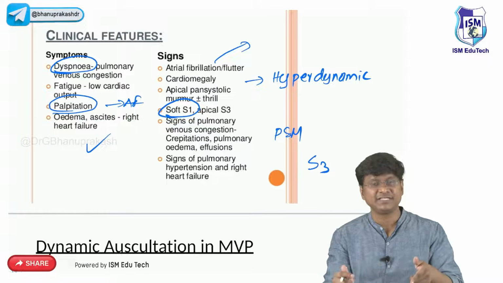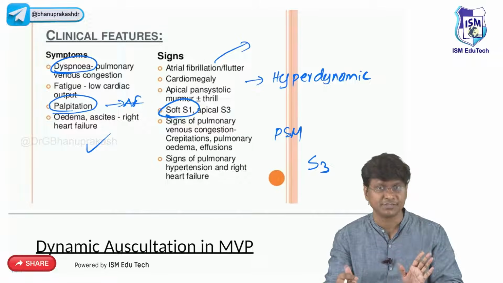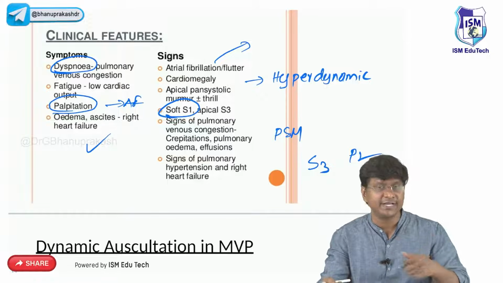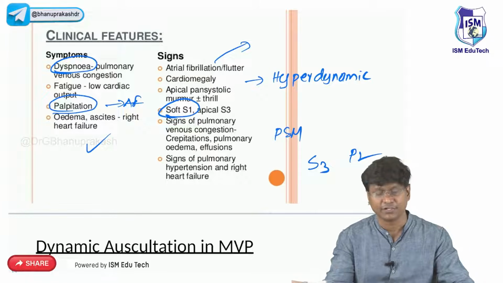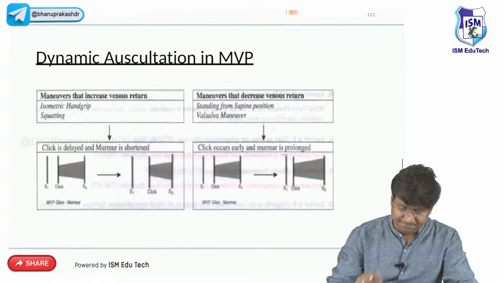And what is the reason for development of the right ventricular failure? That is due to pulmonary hypertension. So once there is development of pulmonary hypertension, you can have a loud P2 and you will also have the features of right ventricular failure. So these are the signs and symptoms of mitral regurgitation.